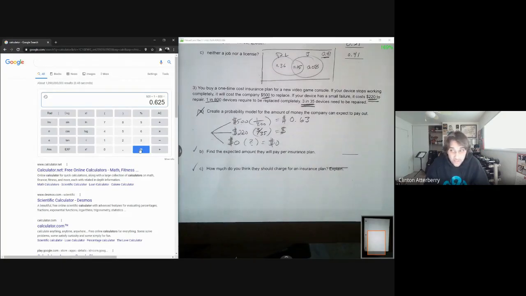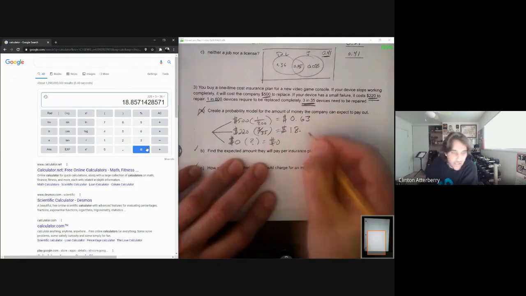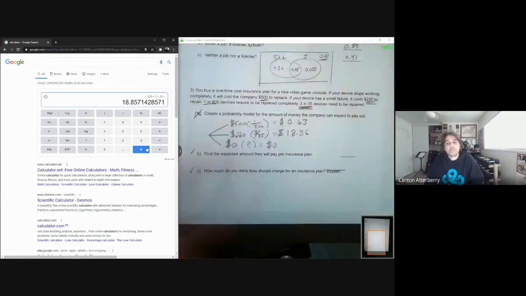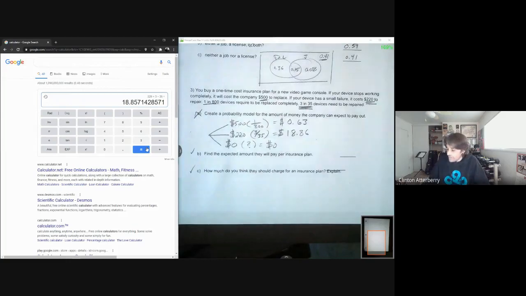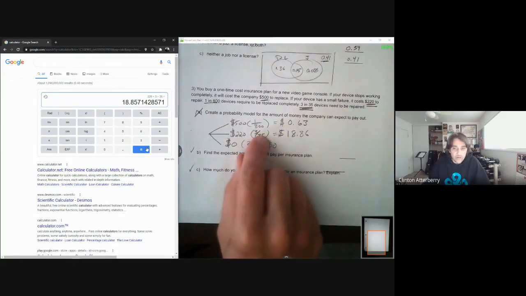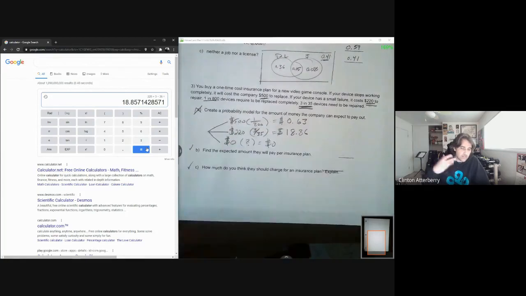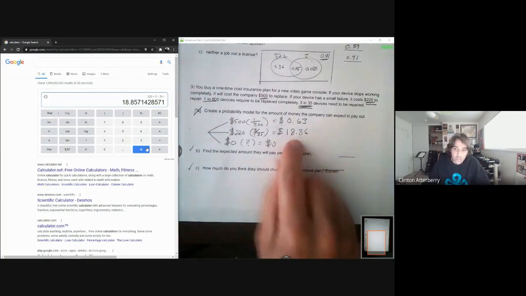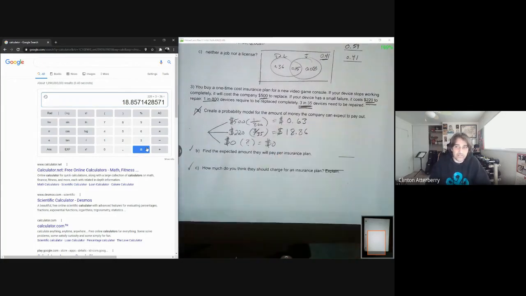But for that costly repair of $220, it will cost the company 3 out of 35. That will cost the company $18.86. So for every device sold, knowing that 3 out of 35 need repair, knowing that $220 is the cost for that repair, every console that goes out the door with an insurance plan will cost the company $18.86.